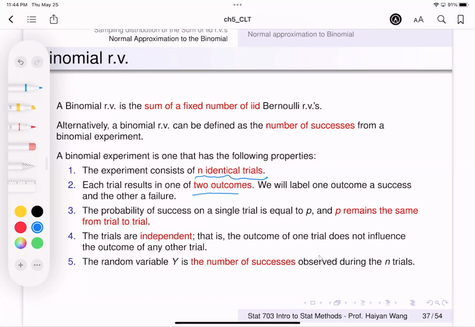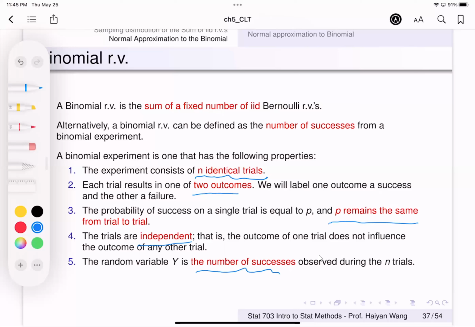Later on, whenever I talk about the binomial probability, I call it the success probability, even though in real practice, whatever category you are interested in, that proportion is for that category. The probability of success on a single trial remains a constant p from trial to trial. That does not change. The next is that the trials are independent: the outcome of a trial does not influence the outcome of another trial.